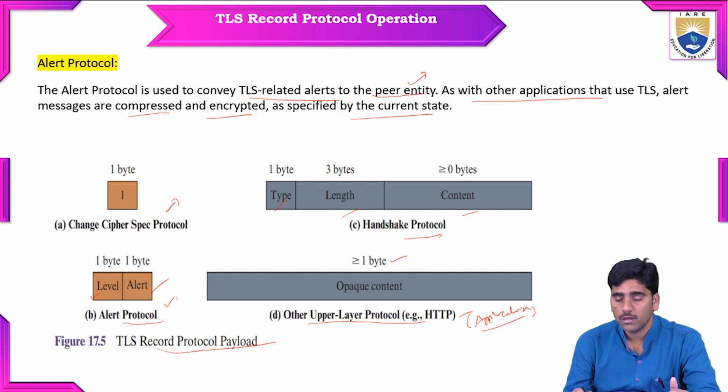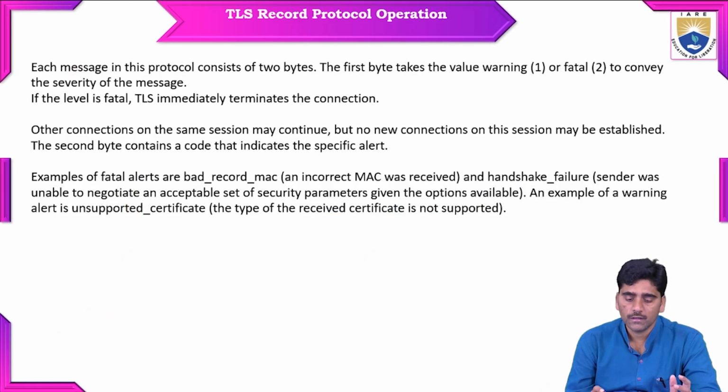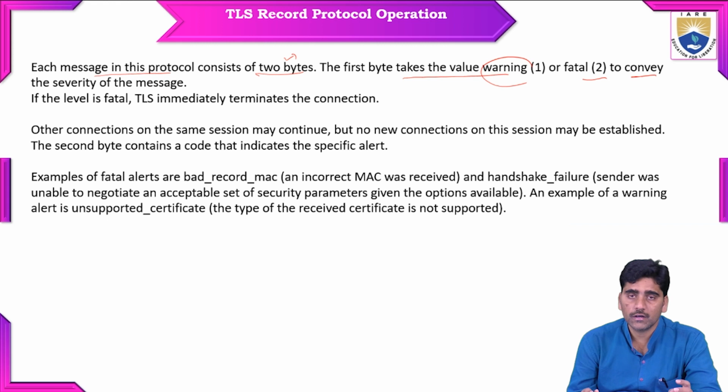So all these protocols contain individual fields and individual sizes of the fields that they carry. Here each message in this protocol consists of 2 bytes. The first byte takes the value warning or fatal to convey the severity of the message. If the level is fatal, then TLS immediately terminates the connection.